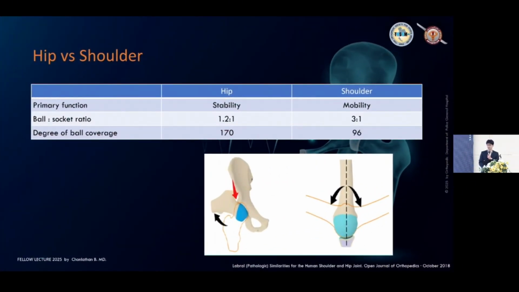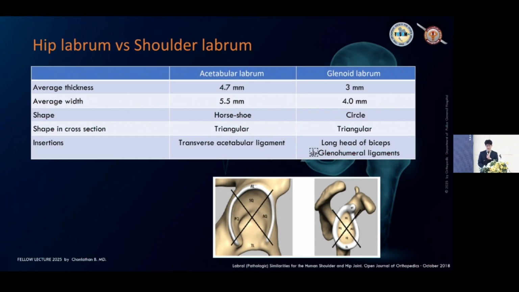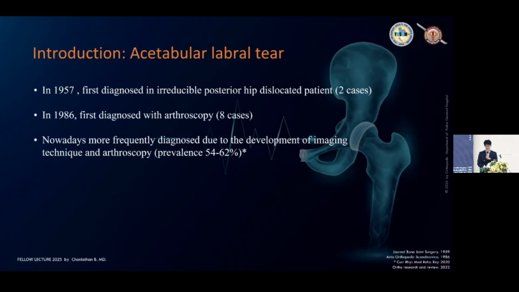Back in history, humans used to walk with 4 legs, then mankind evolved to walk with 2 legs. So the shoulder joint tends to be more mobile, but the hip joint tends to be more stable with a higher degree of joint coverage. The difference between acetabular labrum and shoulder labrum is that the acetabular labrum is thicker and wider. For acetabular labral tear, I'm going to abbreviate to ALT.